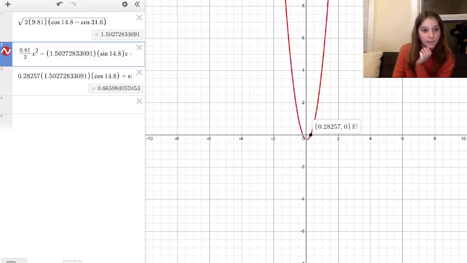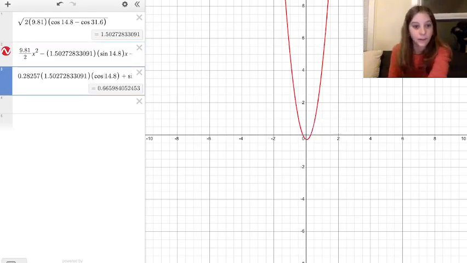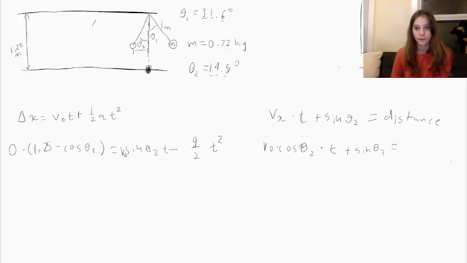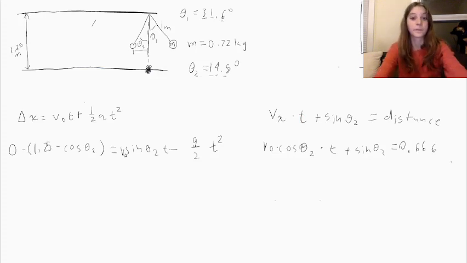So this is our final thing. This is our time. This is our initial velocity, cosine theta 2, and then sine theta 2. That's what we figured out. So for 3 significant figures, it's going to be 0.666 meters. There we go, because we've rounded to that third decimal point. All right, cool. There's our answer.